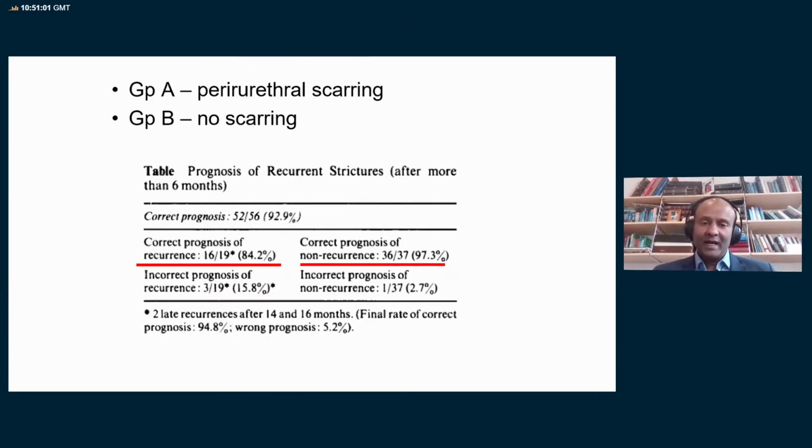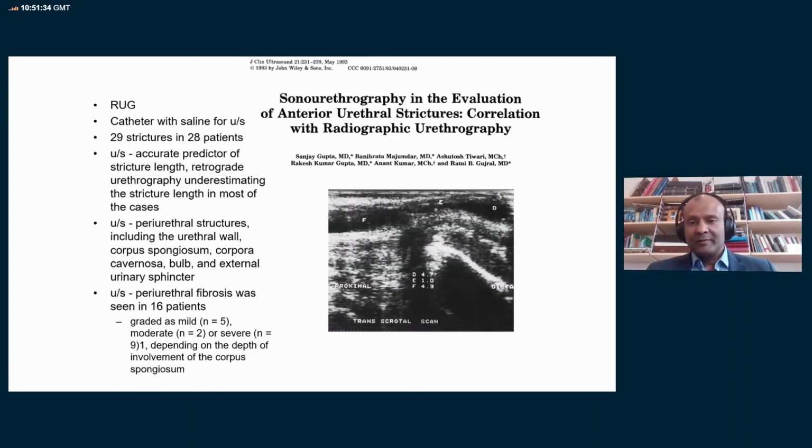They suggested that if you had group A, quite a lot of periurethral scarring, you had a high chance of recurrence of stricture disease, 84%. And if you had no scarring on ultrasound, your chance of recurrence was very low. In their small numbers, it was 97% were stricture-free at follow-up. So a very interesting study to suggest that using imaging may alter your decision-making and your counseling with patients with urethral stricture disease. This was a paper from India a few years later.